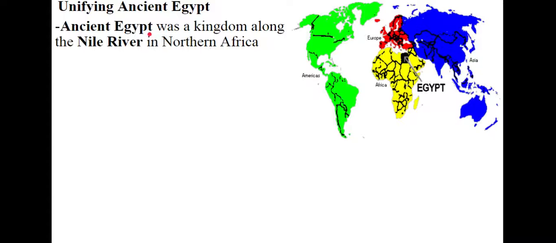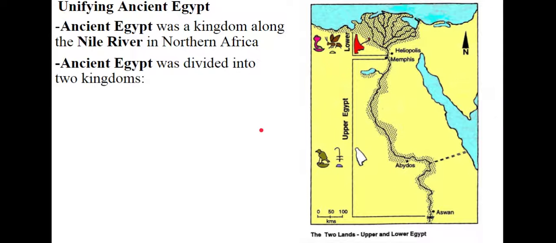So as we saw, ancient Egypt was a kingdom along the Nile River in northern Africa. What river was ancient Egypt located along? In the beginning, ancient Egypt was divided into two kingdoms.